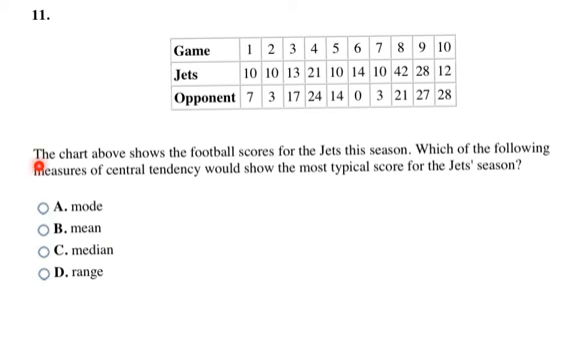This problem says the chart above shows the football scores for the Jets this season. Which of the following measures of central tendency would show the most typical score for the Jets season? The big key word here is typical. Anytime you're asked about typical, you're going to use the mode every single time. So my answer here is A.